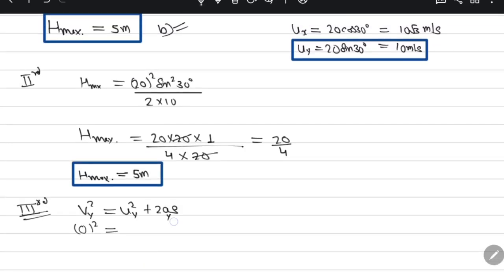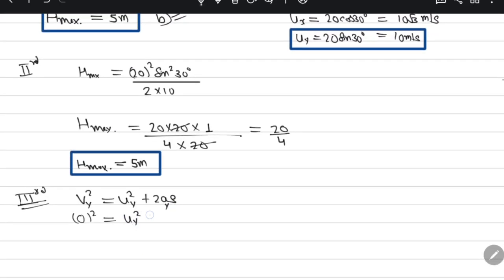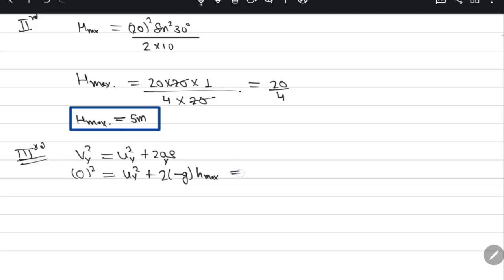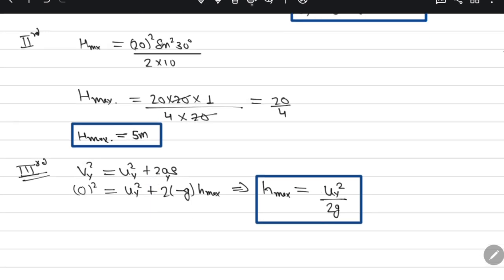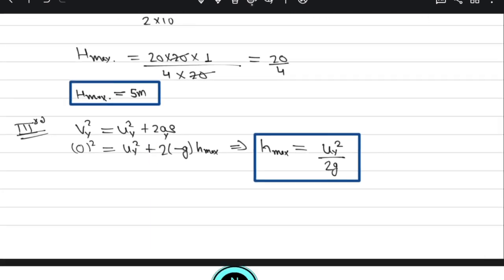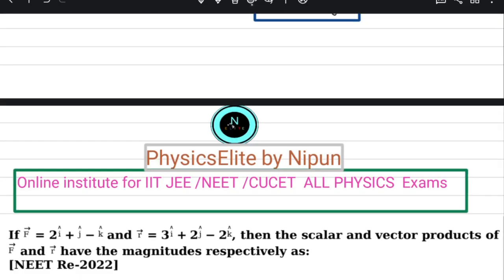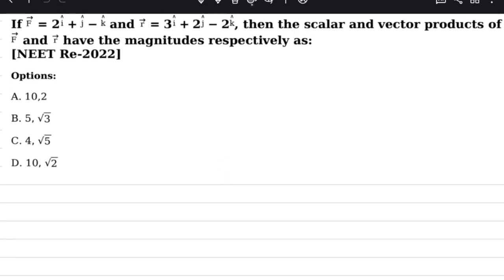X in the vertical direction, that is uy squared plus 2 times acceleration, which is minus g, and this is h max. So you can also find h max, which is basically uy squared upon 2g. Understand now? So you have many ways to solve the problem. The best thing is you can remember the formula if possible, or otherwise if you forget it, then you can derive this, so that your question is not going to be wrong.